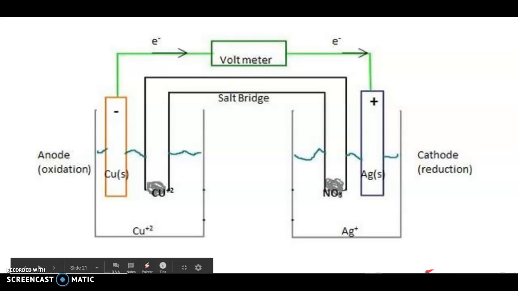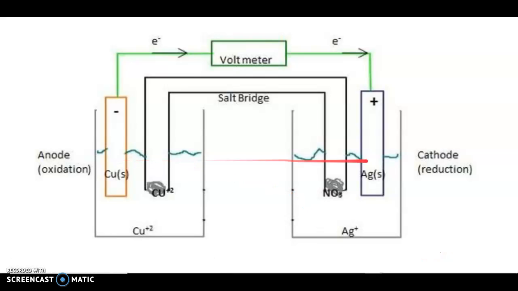If you take a look at the two half reactions, we have Cu and Ag. If you check out your table, you'll notice that Cu has a greater chance or tendency to oxidize than Ag. It is for this reason that Cu is the anode.